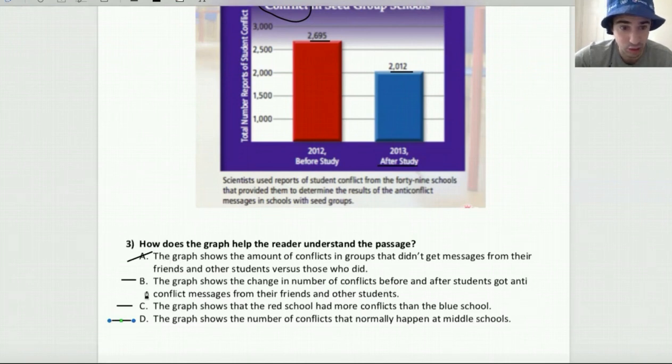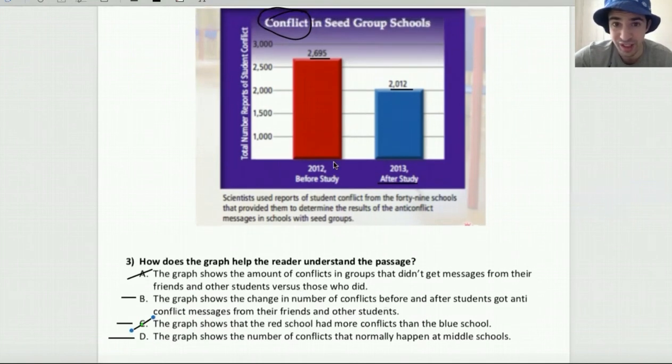I can actually cross out C though, because the red school and the blue school aren't different schools. They're the same school, just before 2012 and after 2013, right? Before and after the study. And the graph shows the number of conflicts that normally happen in middle schools. This is only from 49 schools, and we're talking about the conflicts before and after, not just the total number. So we're trying to look for the change. My best answer is B.